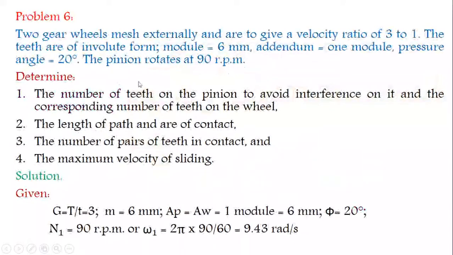The second problem. Two gear wheels mesh externally and are to give a velocity ratio of 3 to 1. The velocity ratio is 3, okay, capital G is equal to 3. The teeth are of involute form.